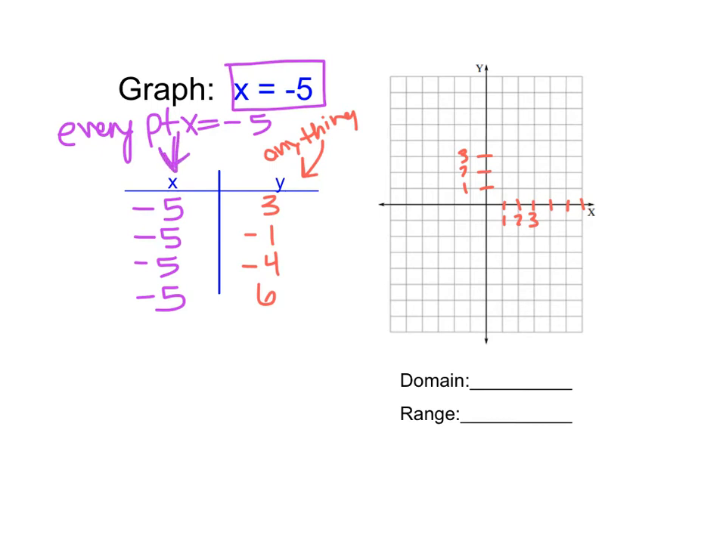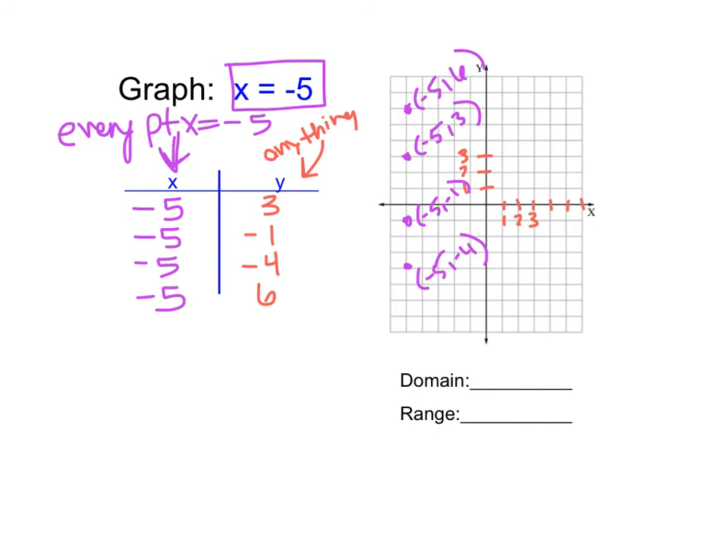So we're going to start by going to x is -5, y is 3. So this is the point, x is -5, y is 3. Then x is -5, y is -1. X is -5, y is -4. X is -5, y is 3. Oop, I plotted this one a little bit too low there. Sorry about that. And then this last one here is x is -5, y is 6.